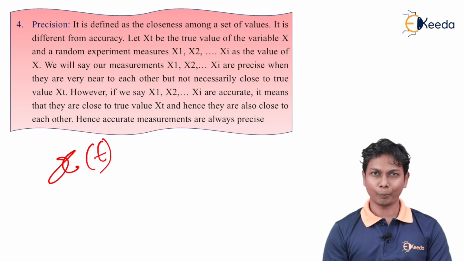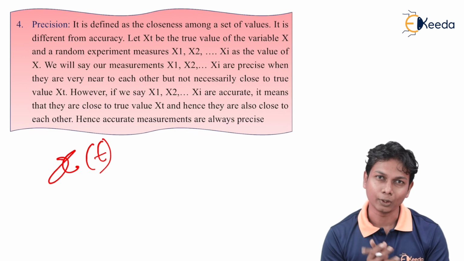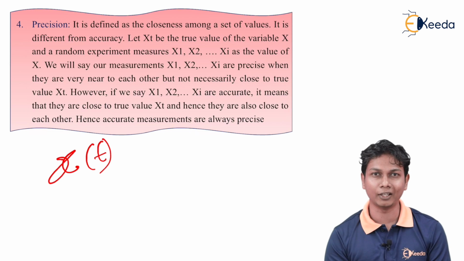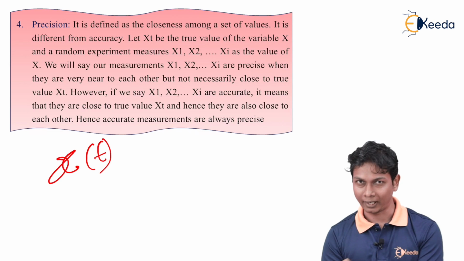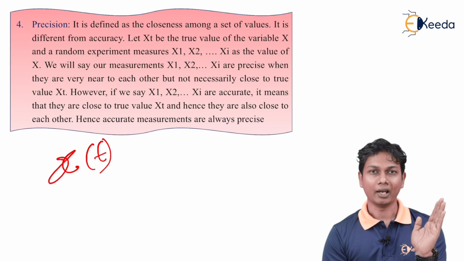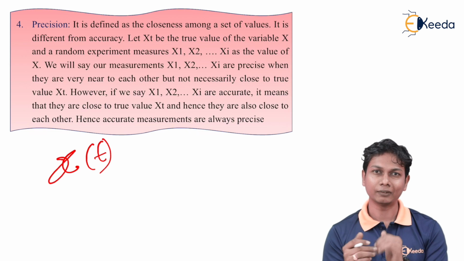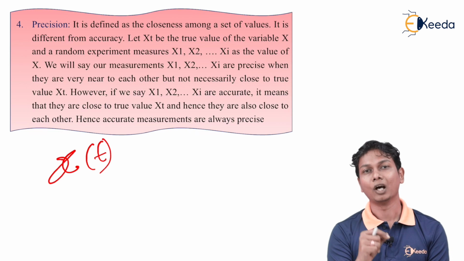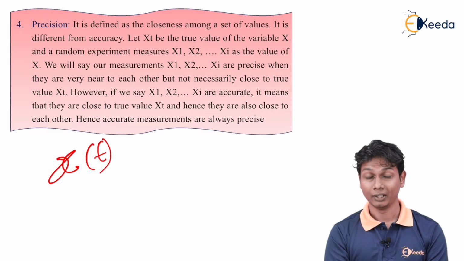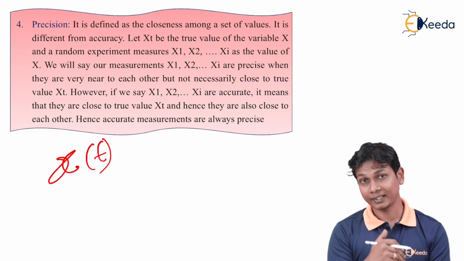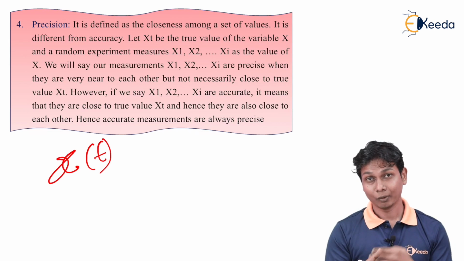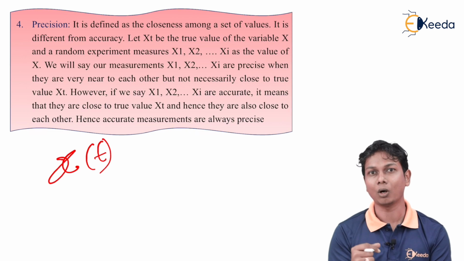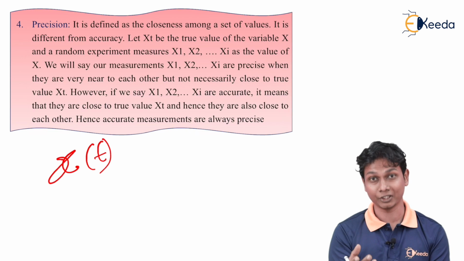Means what? Suppose xt has a particular value and we are measuring the value from x1 up to xi. Whatever the value is coming up to xi, if it is closer to the xt, that will be a precise value. But if it is not possible with the various conditions or various predefined parameters, it may happen that the value of xt or xi can be changed.